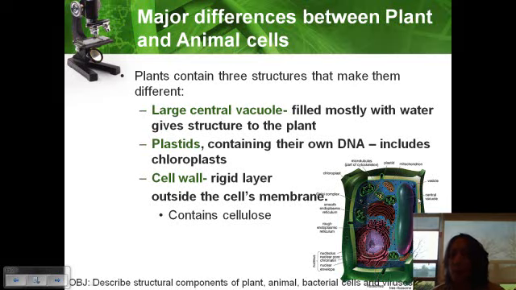They have chloroplasts. Chloroplasts are actually in a group of organelles called plastids. You just need to know that they have chloroplasts and they're green. And then finally, they have a cell wall, and that helps to give them structure. And that cell wall contains cellulose, which is not digestible by us. That's the fiber they talk about in your diet.